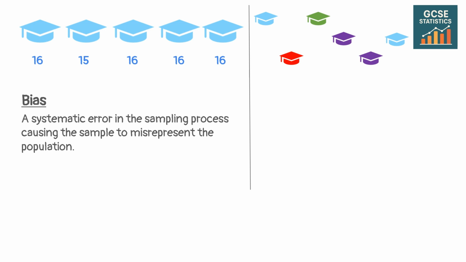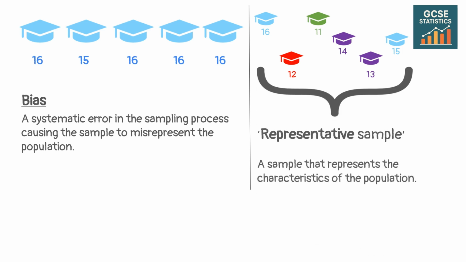And here is the data: 16, 11, 14, 15, 12, and 13 years old. A much more varied sample. And this is called a representative sample, a sample that represents the characteristics of a population. In ideal conditions, you'd want a higher sample than just the 6 ages that I showed. We'll explore that part later.